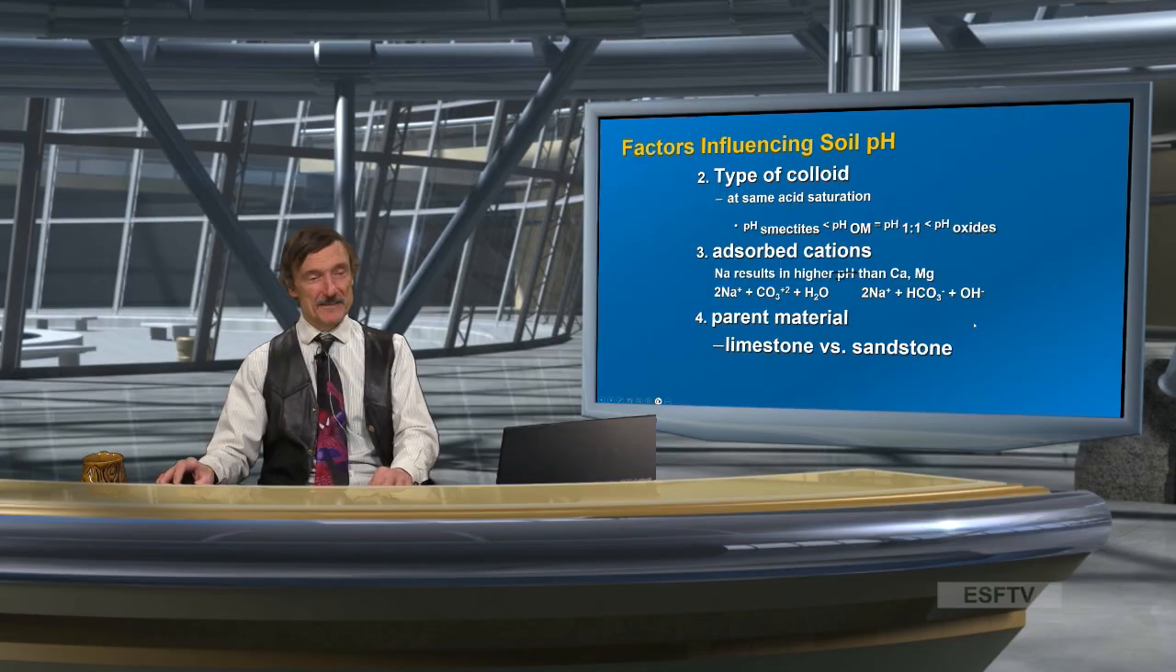Parent material, limestone versus sandstone. Okay? Limestone, we talked way back at the beginning, calcium carbonate, magnesium carbonate, very rich soils, have a very positive impact on pH. They have a high buffering capacity because there's plenty of carbonate around. And so limestone soils versus sandstone, generally much higher pH.